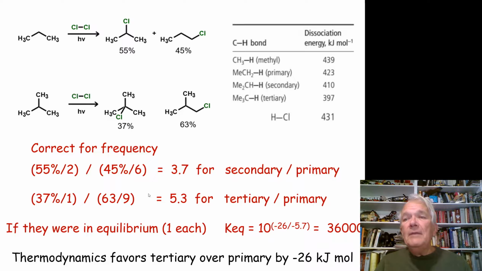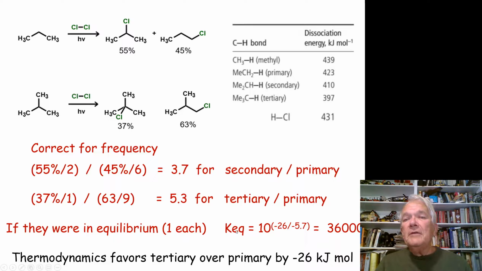Now, if the radicals were in equilibrium, you have to remember this magic number of 5.7. 5.7 kilojoules is an order of magnitude on an equilibrium constant. This is actually discussed in the book, and I'm not sure if you discussed it in 331 or not, but it's a very useful number.